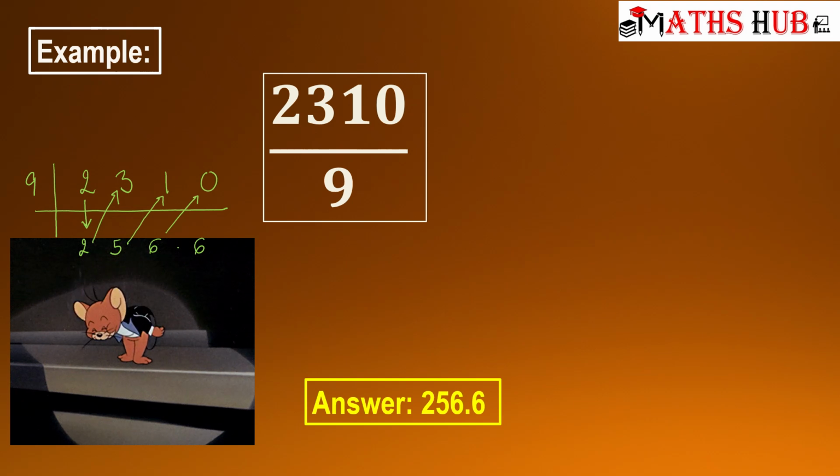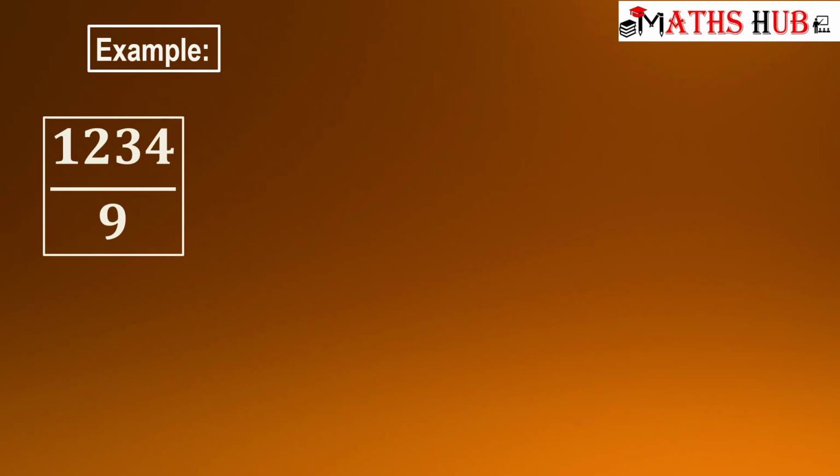So let us take the next example. So let us take 1, 2, 3, 4 divided by 9. So let me write here 1, 2, 3, 4 and let me write 9 over here, right? So according to the process, we will bring the first number, that is 1, as it is, and we'll start adding the next consecutive places. 1 plus 2 is 3. 3 plus next number, 3 plus 3 is 6. 6 plus 4 is 10.